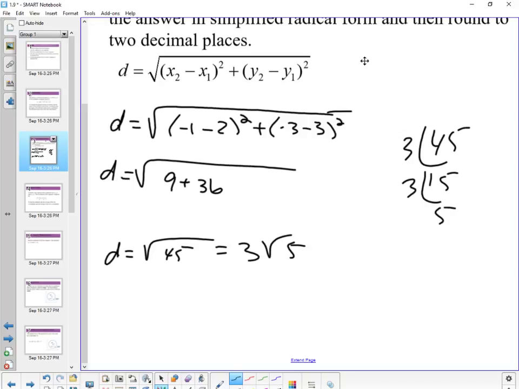Do you know if math lab will take square root of 45, or do you go to 3 radical 5? No, it will always want simplest form. So 3 radical 5. Okay?